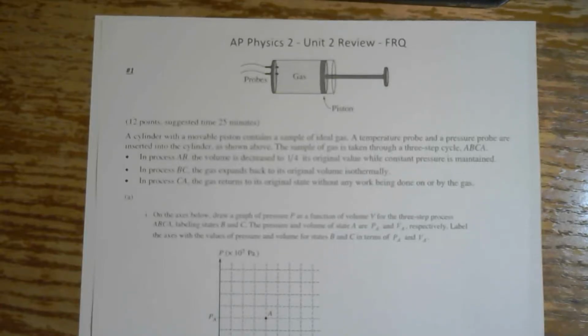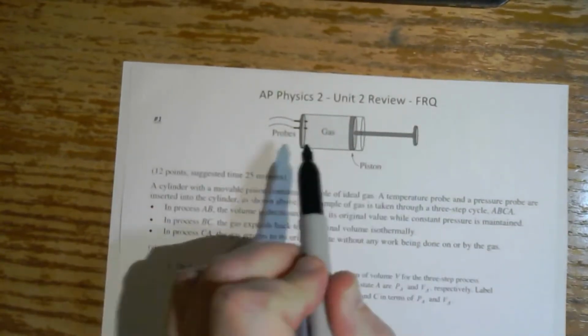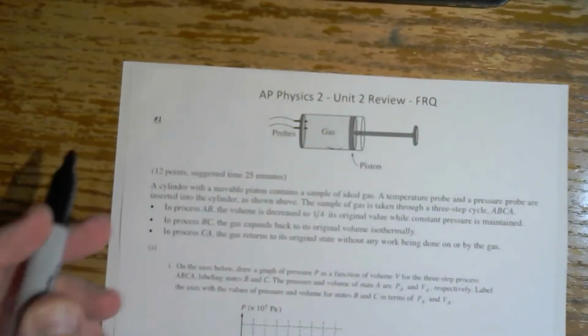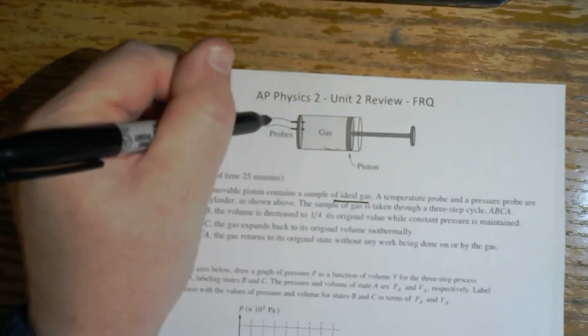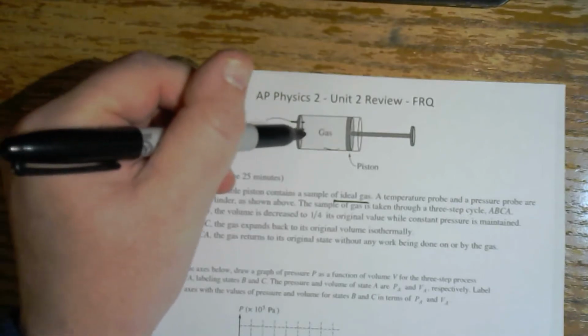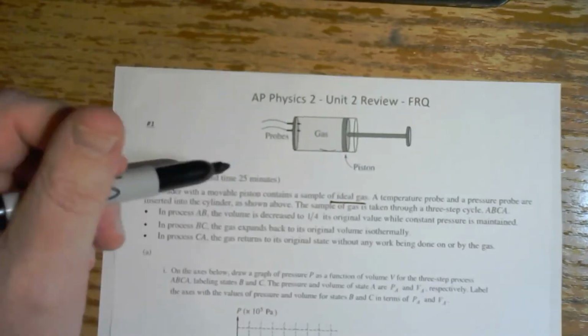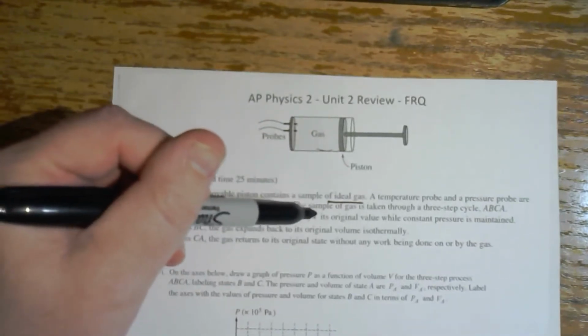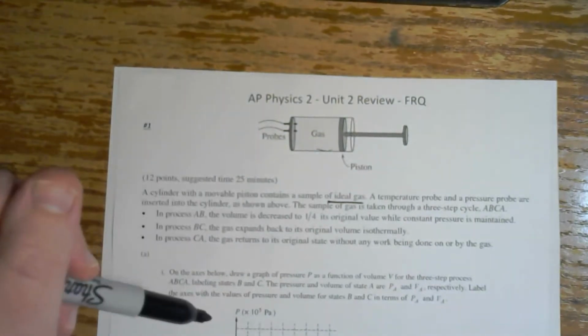All right, so for this first question, we've got a piston cylinder arrangement. We've got a piston that can move back and forth. Inside the cylinder is some ideal gas. We are able to measure the temperature and the pressure inside of this through some kind of pressure probe. So this is an experimental setup.